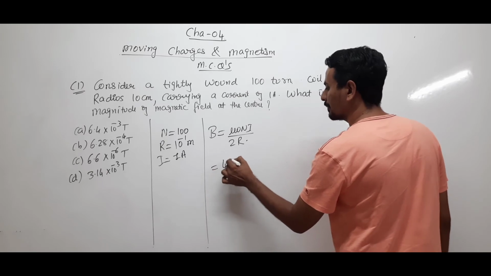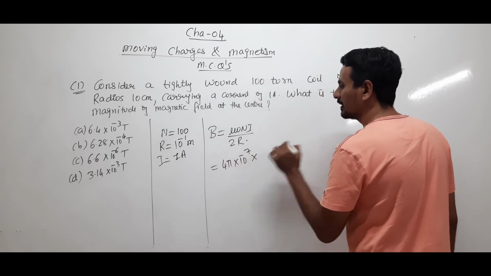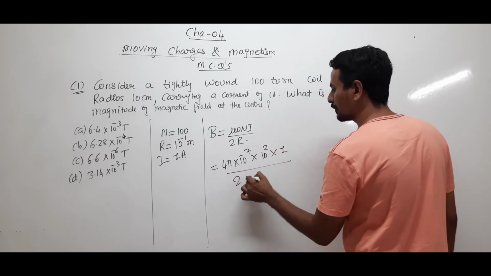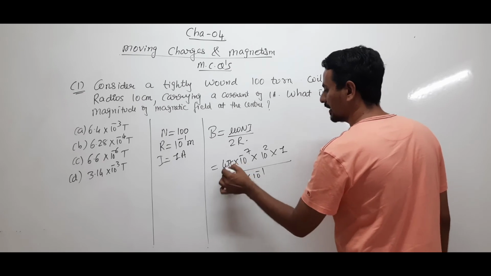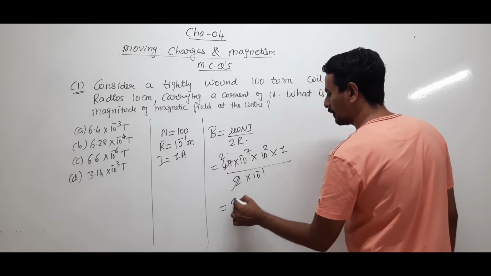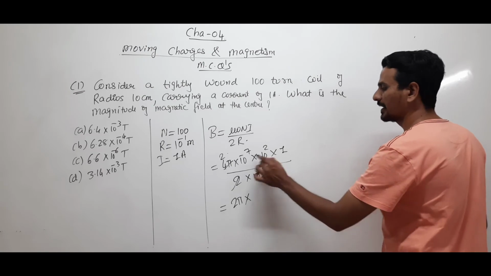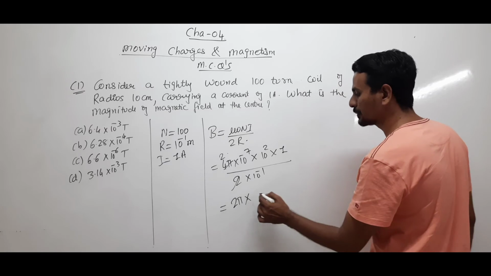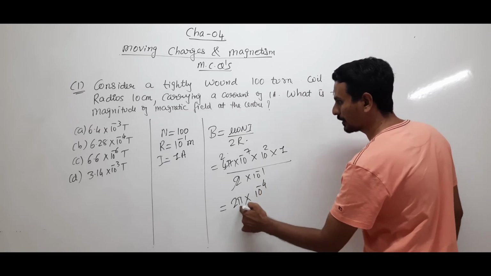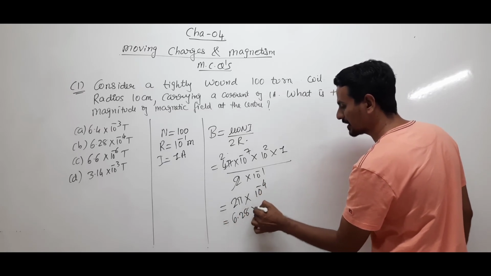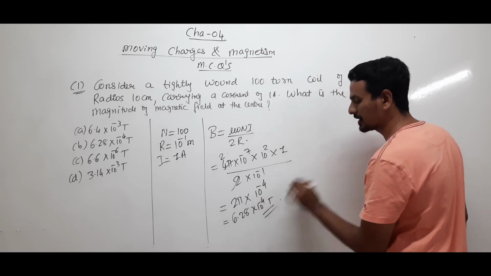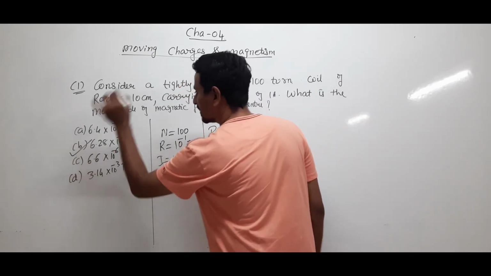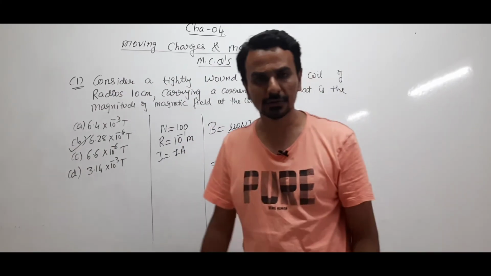Substitute the values. Mu naught 4 pi into 10 raised to minus 7, number of turns 100, current 1 upon 2 into 10 raised to minus 1. So 2 pi into 10 raised to minus 4. So 2 into 3.14, that will be 6.28 into 10 raised to minus 4 Tesla. This is your answer. So it is option number 2. This is your correct answer. Clear? So the next one.